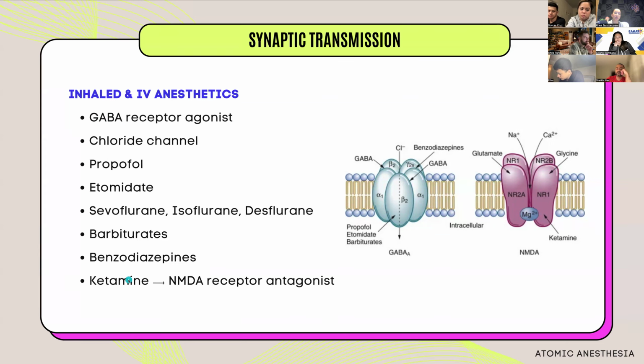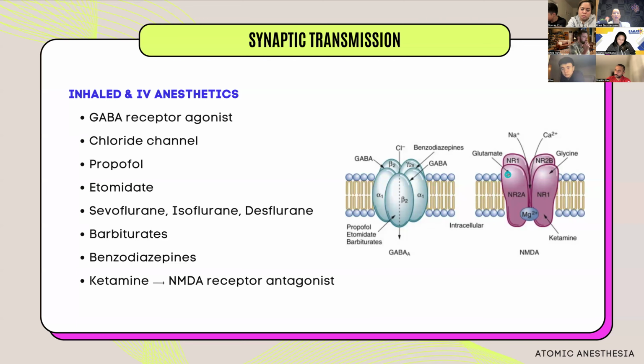Ketamine is one of those anesthetics that we give that does not work on GABA receptors. It actually works on a different receptor, called an NMDA receptor. I think it's N-methyl D-aspartate is what that stands for. But anyway, it's a glutamate receptor. Glutamate receptors are typically on excitatory cells, whereas GABA receptors are on inhibitory cells.